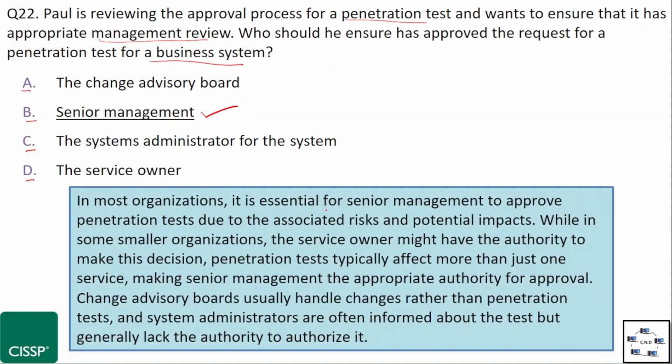So in most organizations, it is essential for senior management to approve penetration tests due to the associated risk and potential impacts. While in some smaller organizations, the service owner might have the authority to make this decision, penetration tests typically affect more than just one service, making senior management the appropriate authority for approval. Change advisory boards usually handle changes rather than penetration tests, and system administrators are often informed about the test but generally lack the authority to authorize it.